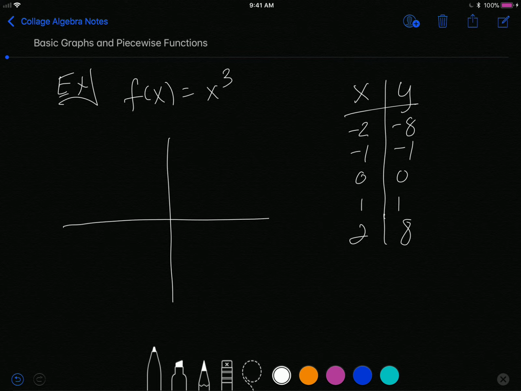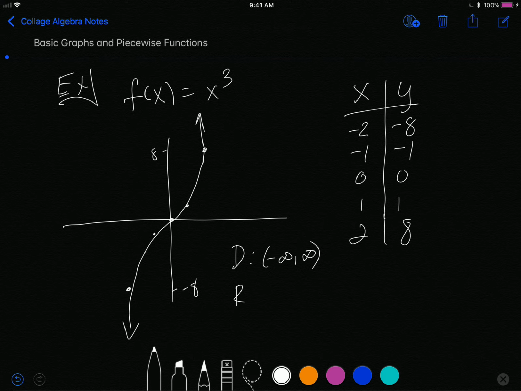And then if I have my axes, 0, 0, 1, 1, 1, 2, 8, -1, -1, and then 2, -8. And so the graph right here will look like a bendy straw. It will look like this. And clearly the domain for this function will be all real numbers. And the range for this function, again, would be all real numbers.